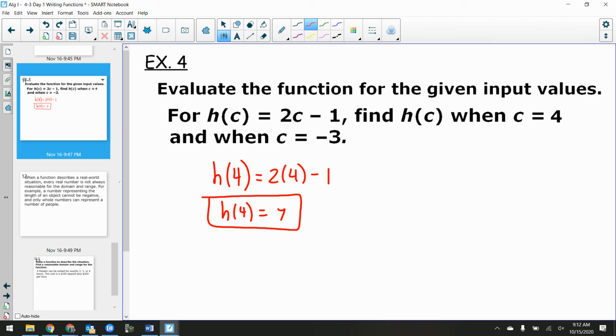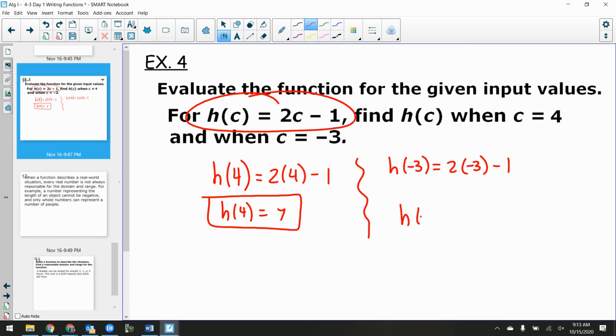Okay, if I wanted to find when c is negative 3, you now plug in negative 3. So 2 times negative 3 minus 1. Notice that all I did was take this equation and in place of c, everywhere, left side and right side, we write our input, negative 3. Let's evaluate. So h of negative 3 would be 2 times negative 3 is negative 6, minus 1 is negative 7.